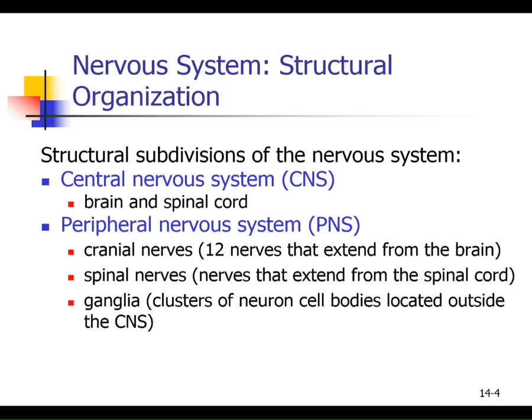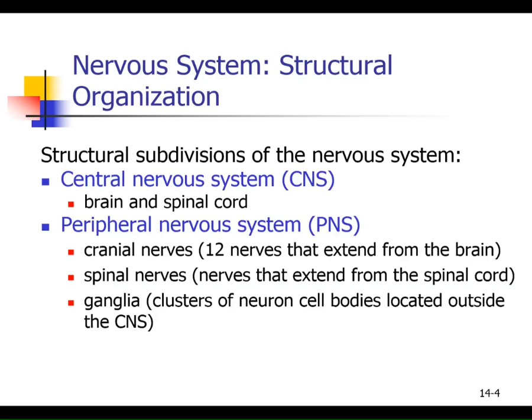If something pokes out of the brain or pokes out of the spinal cord or is somewhere else in your body, that is going to be part of the peripheral nervous system, the PNS. In the peripheral nervous system, we'll be learning about cranial nerves. Cranial nerves are nerves that pop out of the brain, out of the cranium. There are spinal nerves, the nerves that pop off the spine. They're outside of the spinal cord, so they are peripheral.